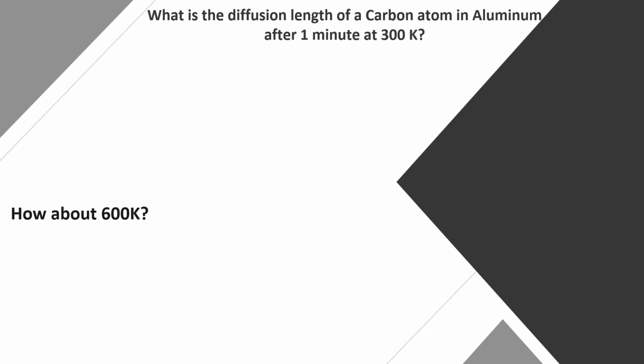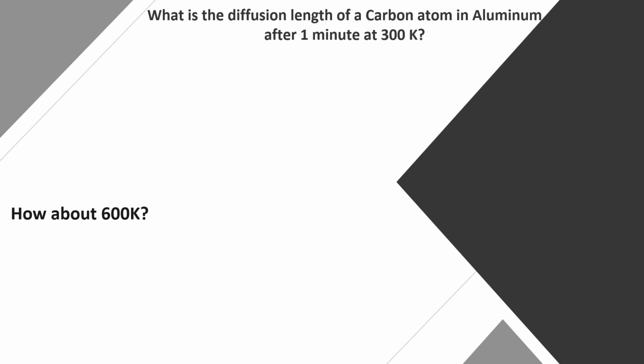Next, we're going to talk about diffusion length. Diffusion length refers to the distance a particle travels while diffusing. We're going to do two examples, one for our metal aluminum and the same example but with our semiconductor gallium. In each example, we're going to observe how temperature affects the diffusion length of a particle.